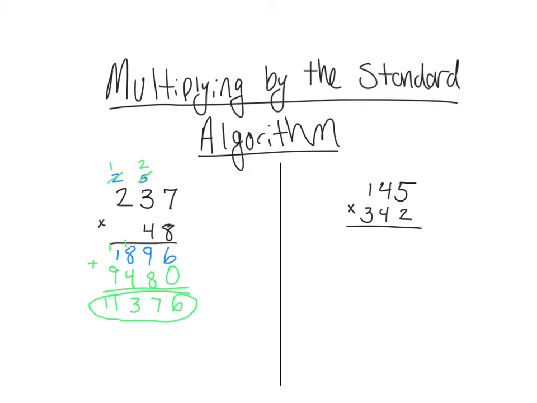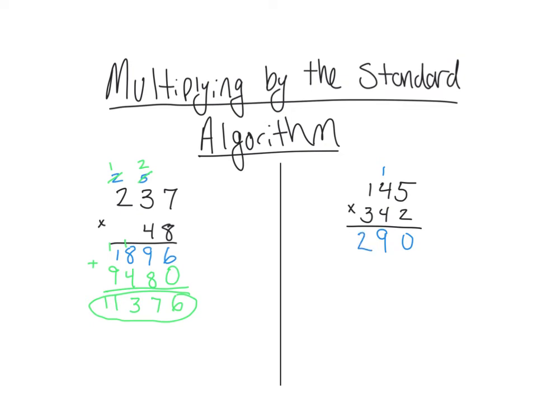Okay, so now I want to do an example of a 3 by 3 multiplication because it's going to be pretty much the same, but there's one little difference, and that's important to notice. So we're going to start by doing 2 times 5 is 10. Put down the 0, regroup the 1. 2 times 4 is 8, plus 1 is 9. And then 2 times 1 is 2.